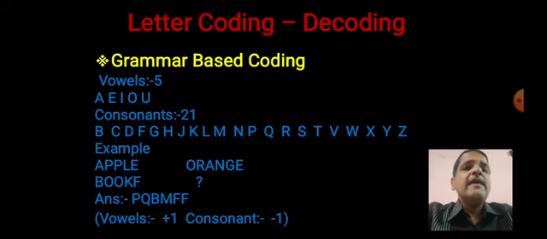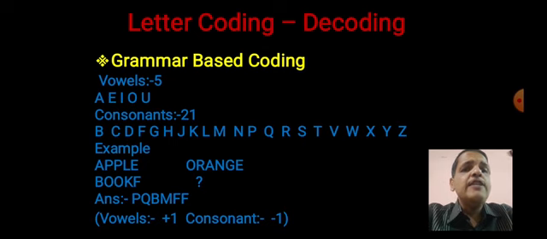Then you use grammar based coding if analogy is not there. What is grammar based coding? There are 26 letters in English. Out of that, 5 are vowels and 21 are consonants. A, E, I, O, U are the 5 vowels. The remaining 21 are consonants. Let me give you an example. The code for APPLE is given as BOOKF, and we have to find the code of ORANG, orange. Now what trick is used here?